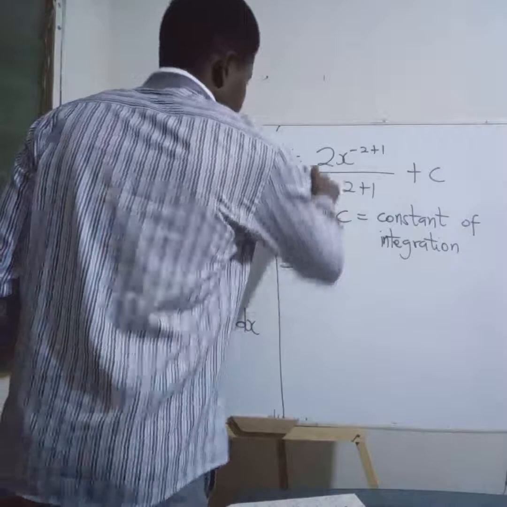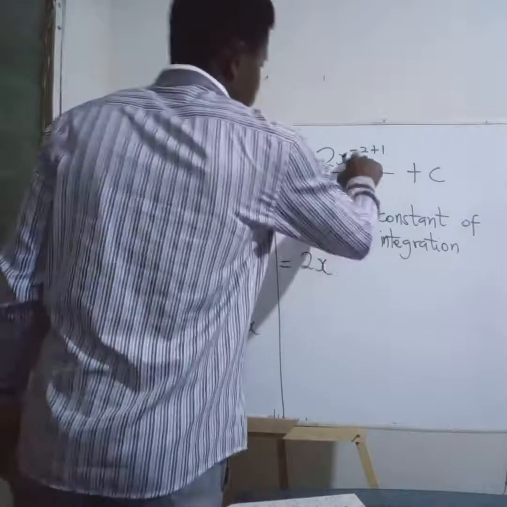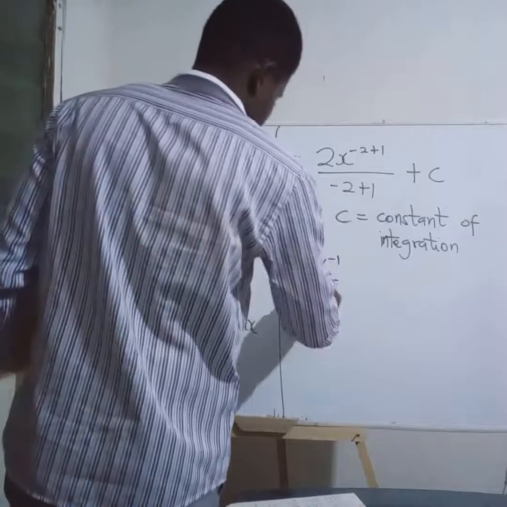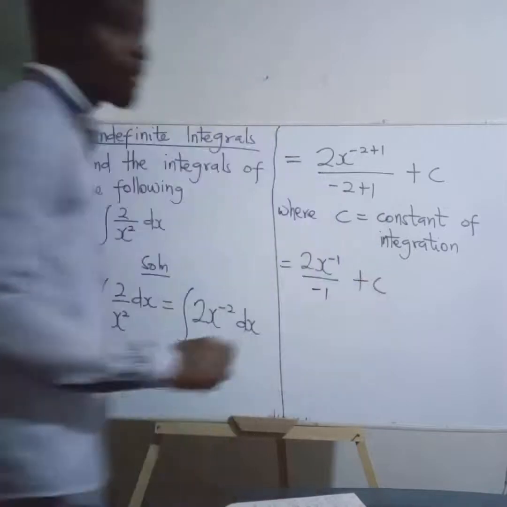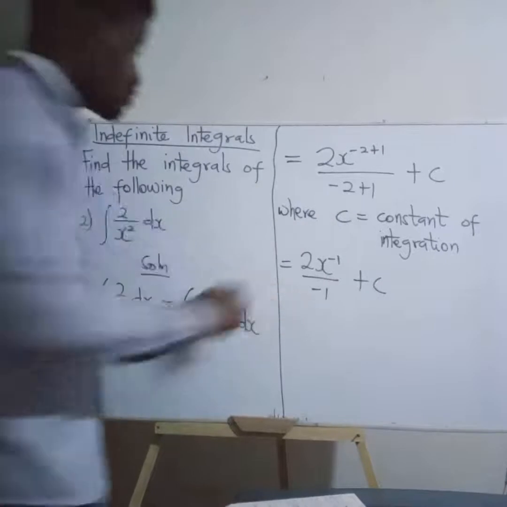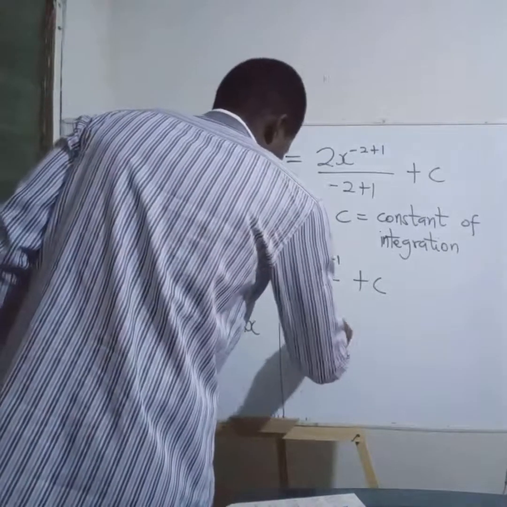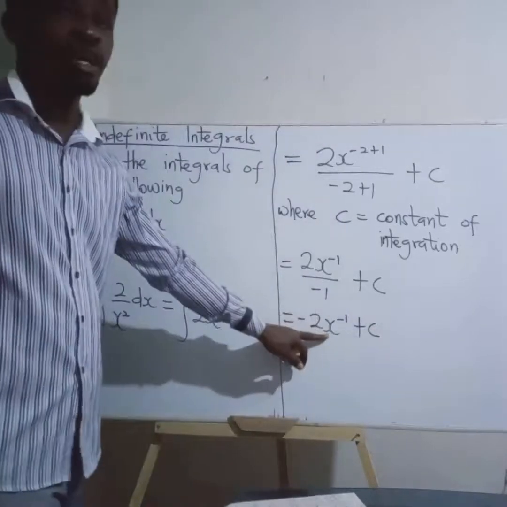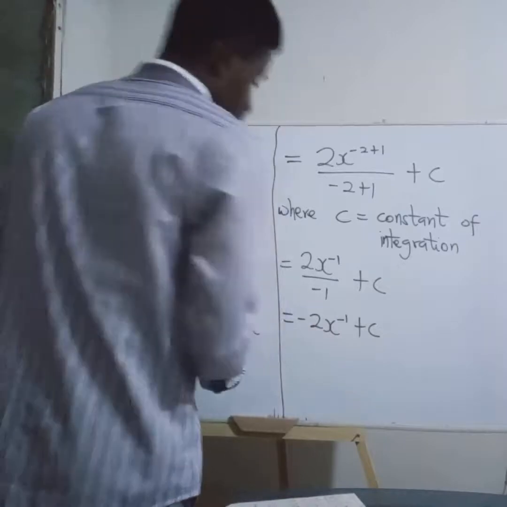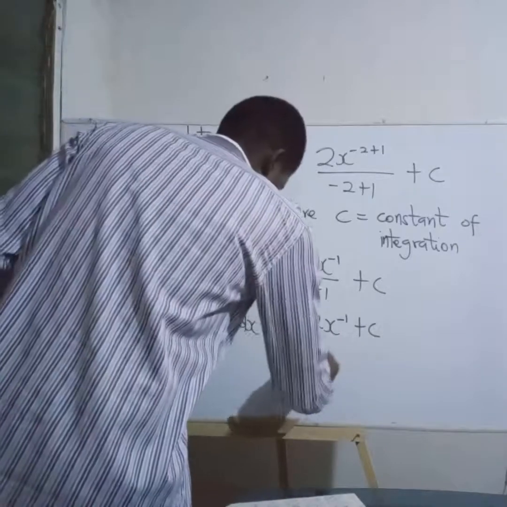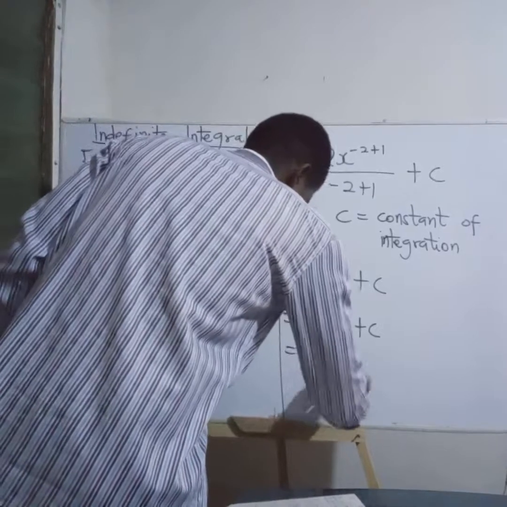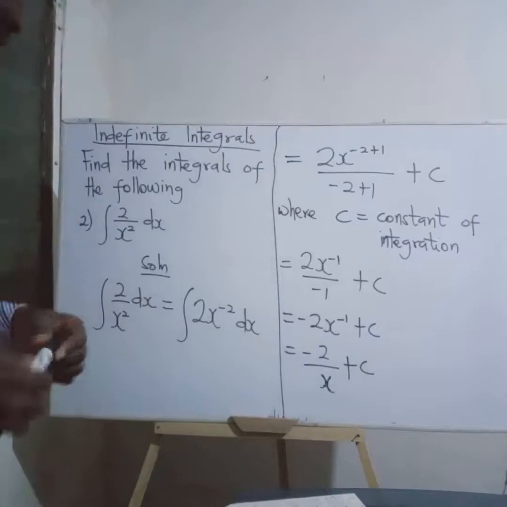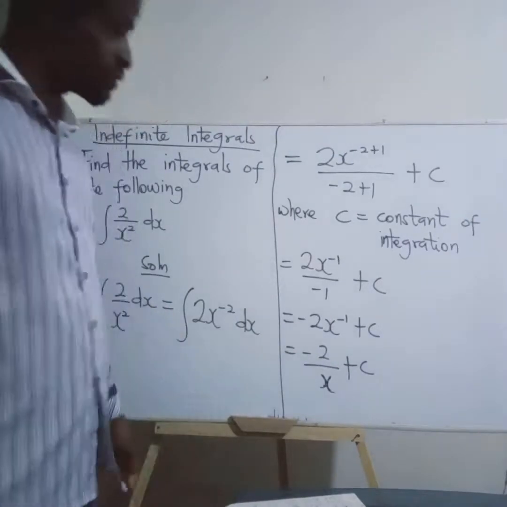So I will have 2x, negative 2 plus 1 is negative 1, divided by negative 2 plus 1 which is negative 1, plus c. 2 divided by negative 1 will give me negative 2. So I will have negative 2x exponent negative 1 plus c. Now we take the reciprocal of x exponent negative 1, which will give us negative 2 divided by x plus c. So this will be our final answer.